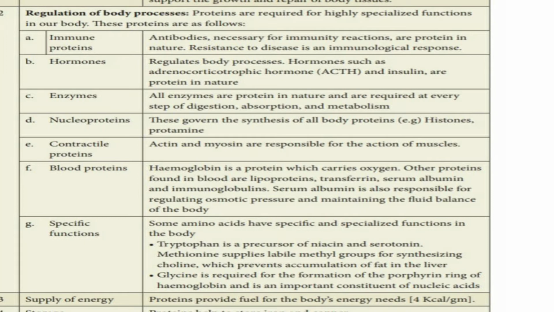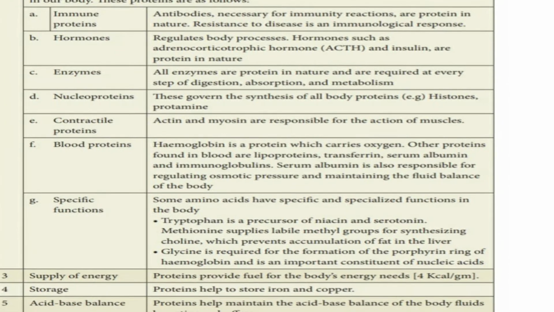Next is nucleoproteins. These govern the synthesis of all body proteins. Examples are histones and protamines. They are all nucleoproteins. Next we have contractile proteins, which help in the contraction and relaxation of the muscles. That is, for normal muscle action, some proteins like actin and myosin are responsible.